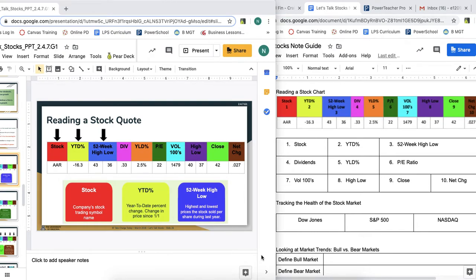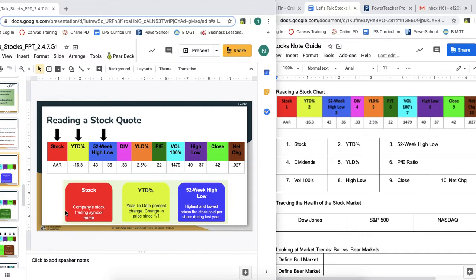We're going to get into the second half of Let's Talk Stocks. So we should be on this reading a stock chart portion, and we're going to go through each section individually. So this first one, stock, that's going to be the stock's trading symbol name. That's also called the ticker symbol. So it'll be an abbreviation of the company, letting you know which company it is without having the full explanation.